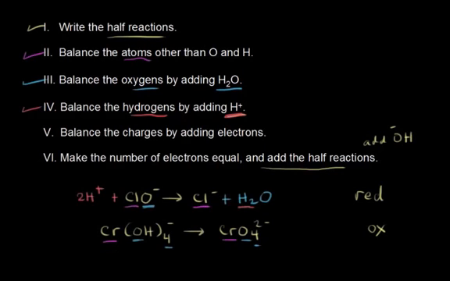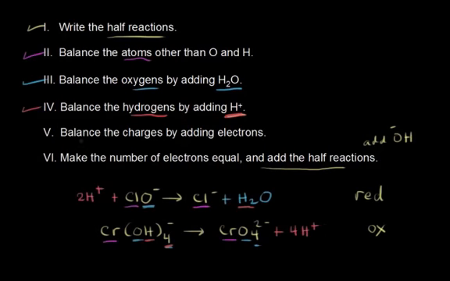For my oxidation half reaction, remember this 4 applies to the hydrogen as well, so I have 4 hydrogens on the left and none on the right side of my oxidation half reaction. So I need 4 on the right. I'm going to add those in the form of protons. So 4H plus on the right side.